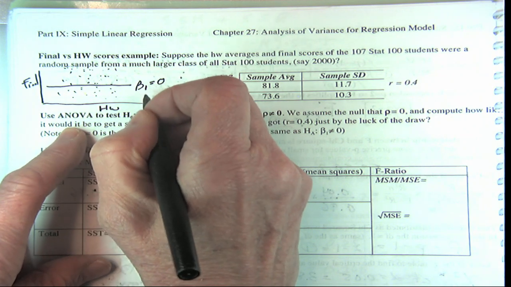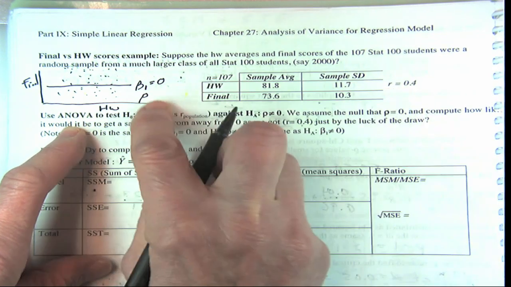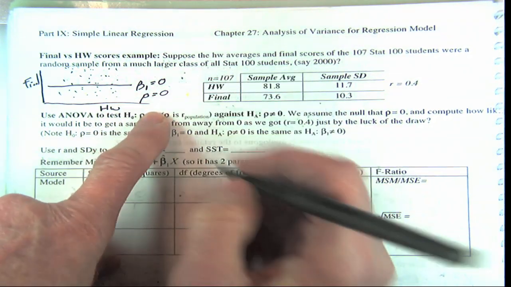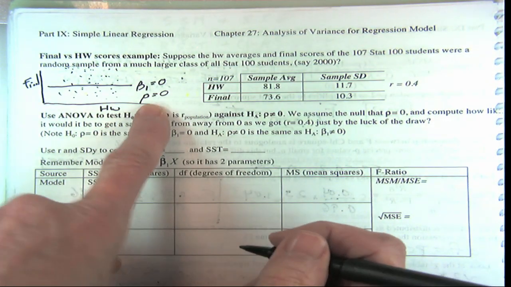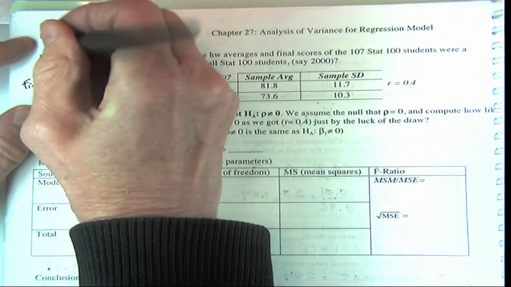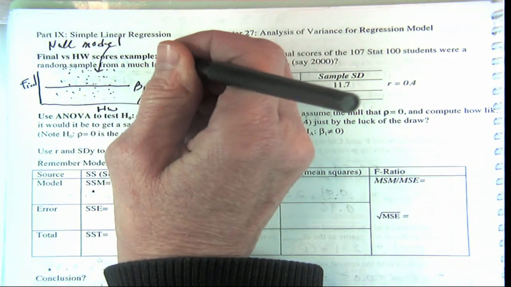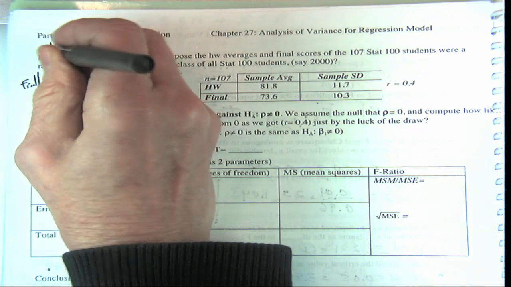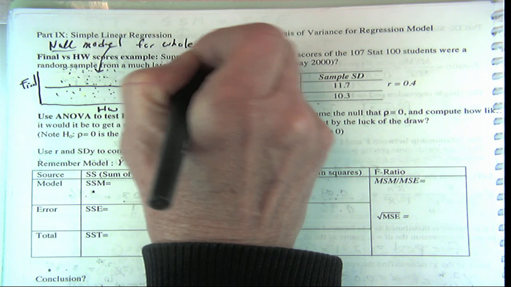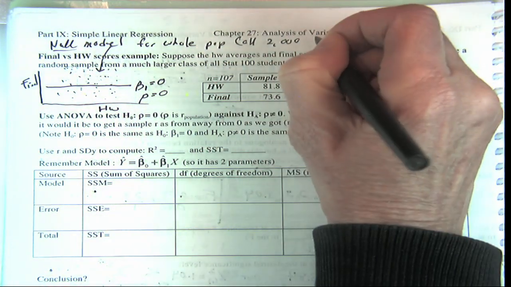That's the same thing as saying rho, which is R, rho for the whole population is 0. That's the same as that. Those two things are equivalent. And this is our null scatter plot, our null model, or scatter plot that's under the null for the whole population. And it's always the whole population, so that's all 2,000 students.